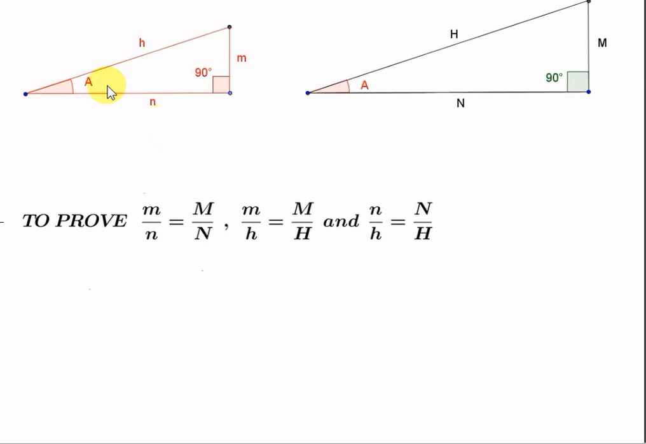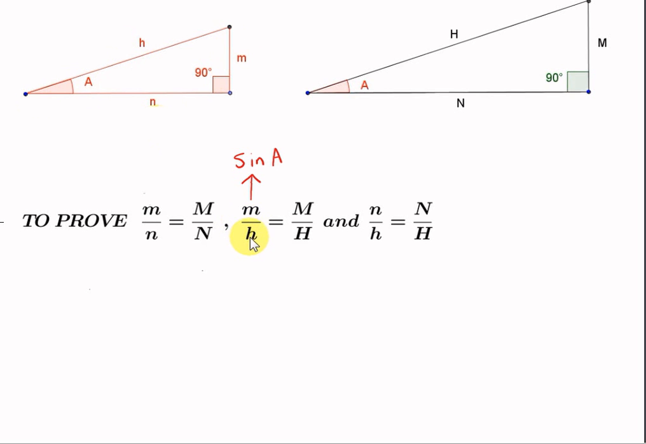In the last video we looked at the ratio of sides of a right angled triangle. If this right angled triangle contains angle A, then the side opposite angle A is this side here. I'm calling it little m. The side adjacent to A is little n, and the hypotenuse is little h. The sine of A was defined to be m over h.